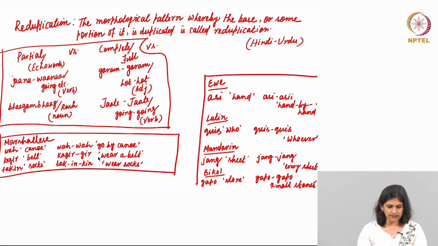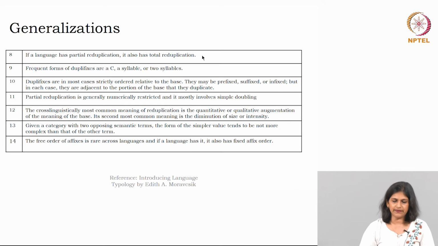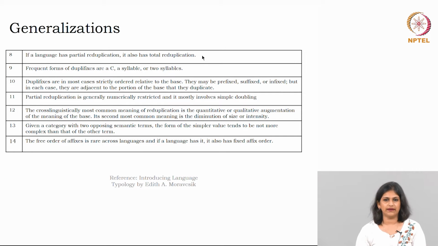Unlike the previous ones, when wa becomes wawa, which is complete reduplication, and kagir becomes kagirgir, partial reduplication, in the case of takin, it is also getting split. So, in some languages you would find the partial reduplication and the total reduplication a bit indistinguishable. However, the generalization that holds true is that if a language has partial reduplication, it must have total reduplication also. Okay. So, that is the 8th generalization that we discussed.